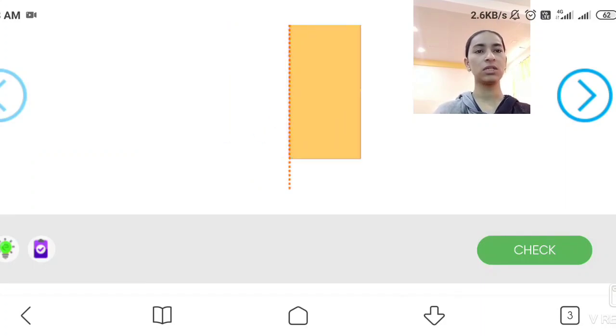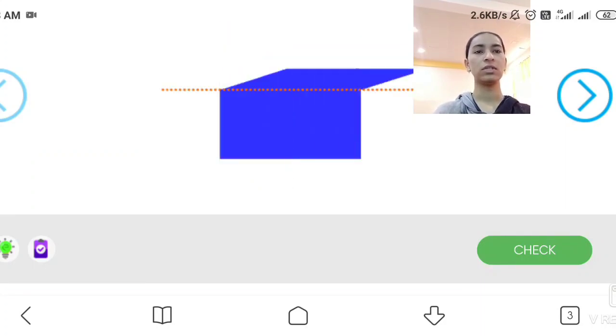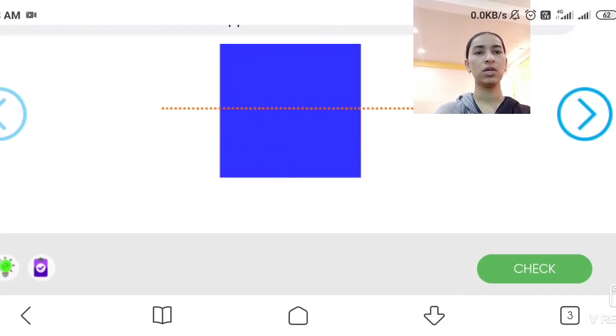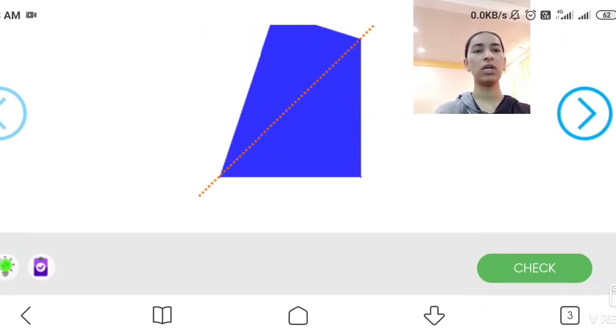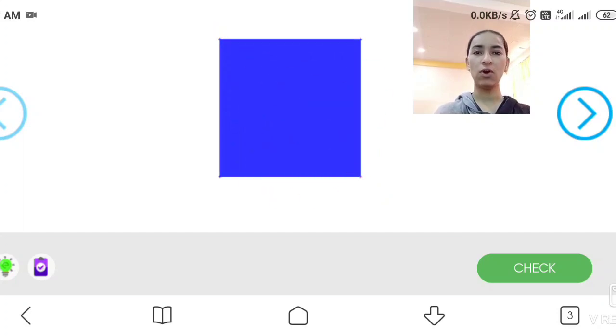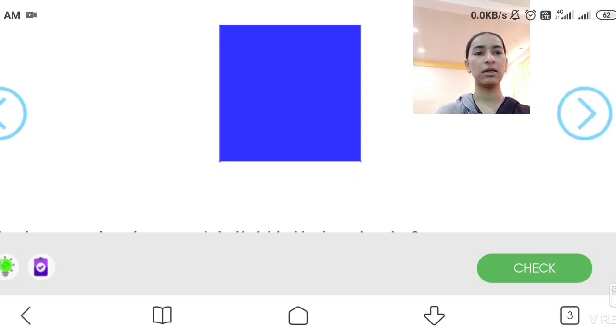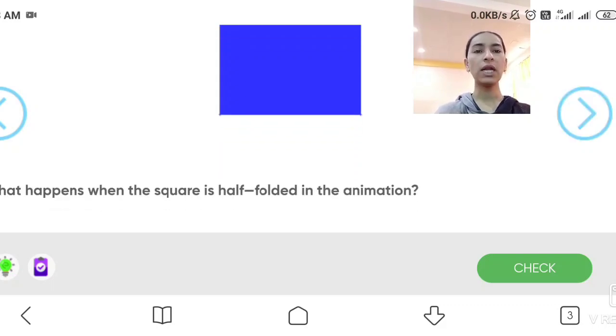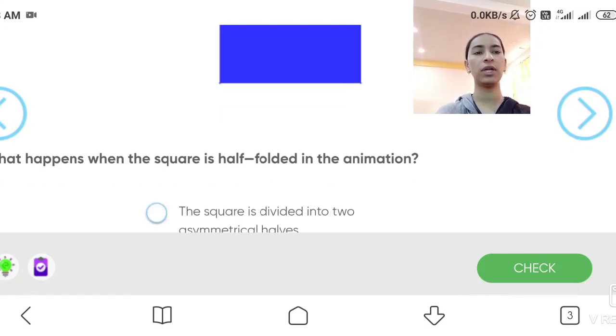Now you can see the square is given and one line. What is that line called? Line of symmetry. It is folded. You have seen how it is folded. Now the question is, what happens when the square is half folded in the animation? The animation was seen. Okay students, now we have to find what happens when the square is folded in animation.